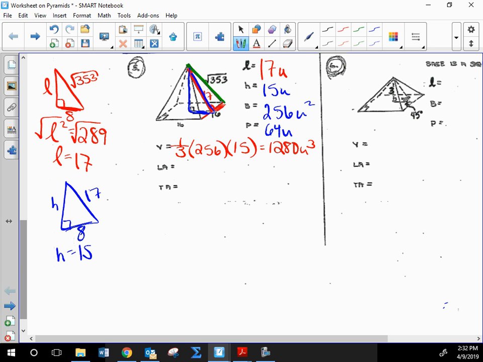All right, our lateral area. What's our formula for lateral area? 1/2 perimeter times our, what is it called? Slant height. What was our slant height? Was it root 353, 17, or 15? 17. All right, what's half of 64? 32. Okay, 32 times 17. So what do we get for our total?